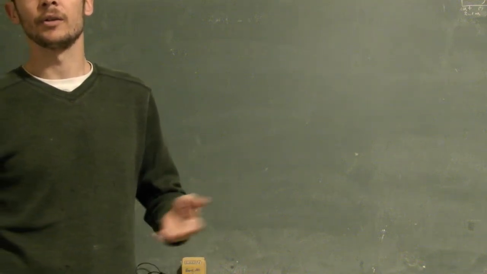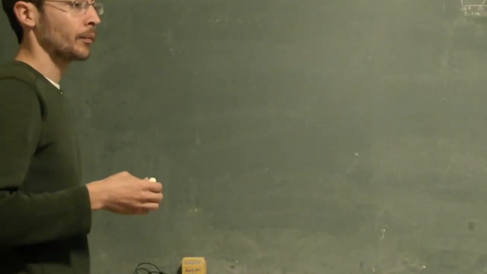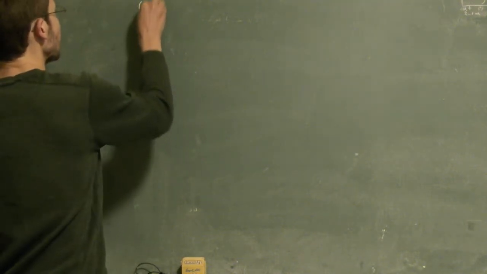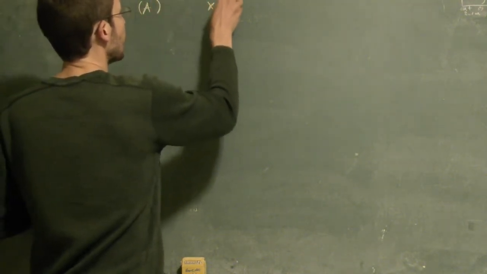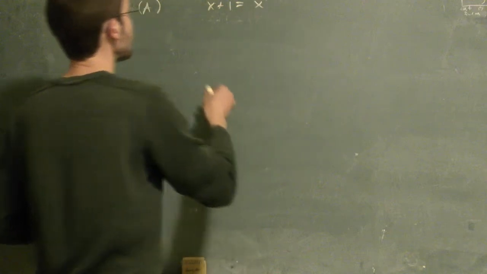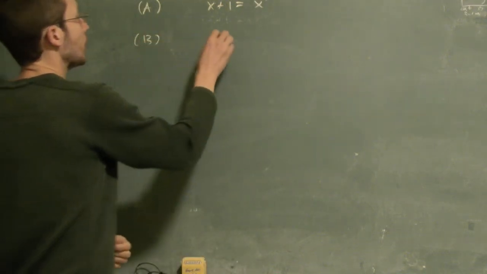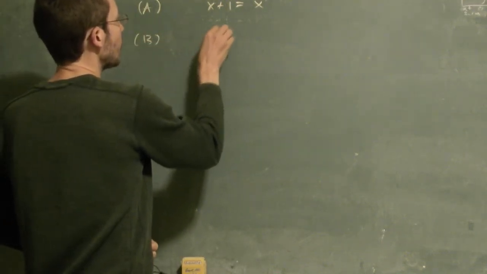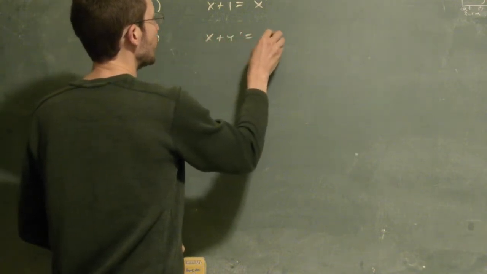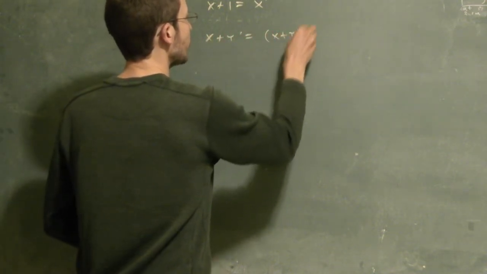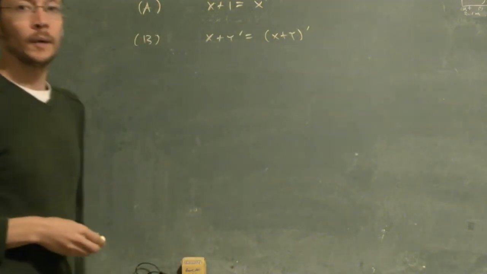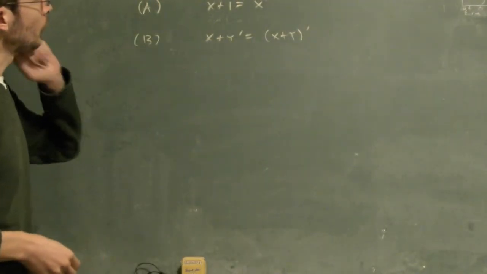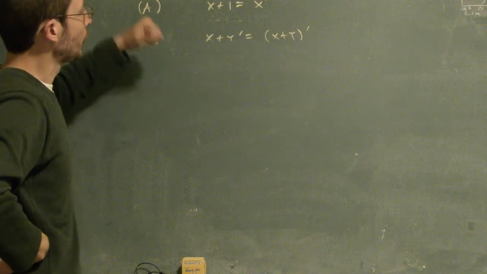What I wasn't making clear was a couple of the inductive steps, and so I'd like to make those clear now. So what we've done so far has been pretty simple. We said, okay, we want these two properties to be satisfied. That x plus 1, we want that to be x successor, and x plus y successor, we want that to be x plus y successor.